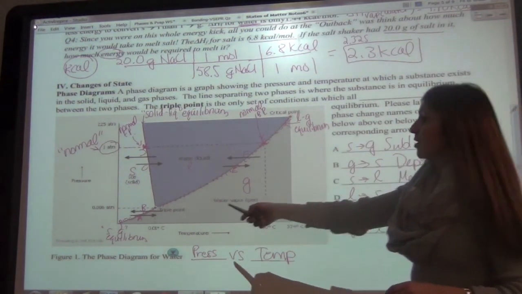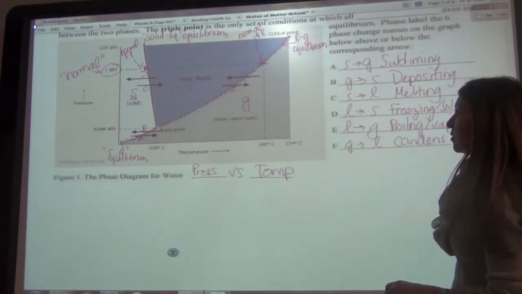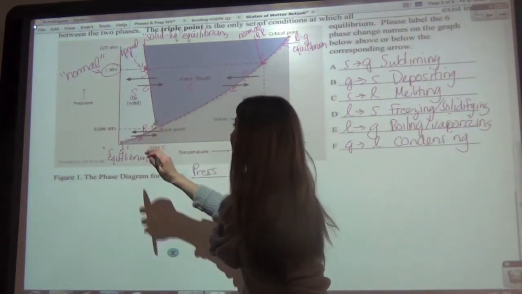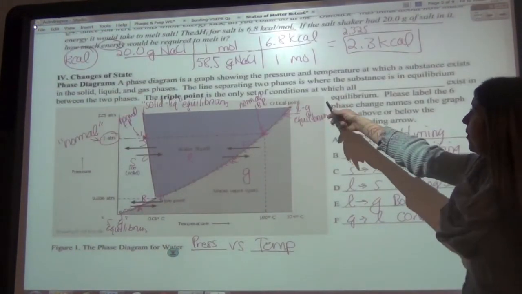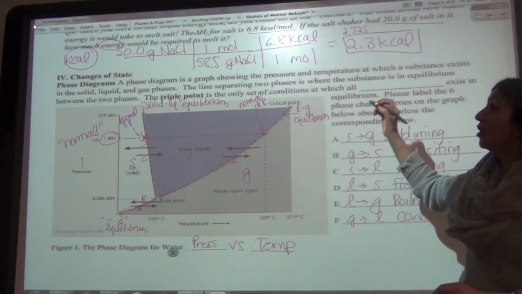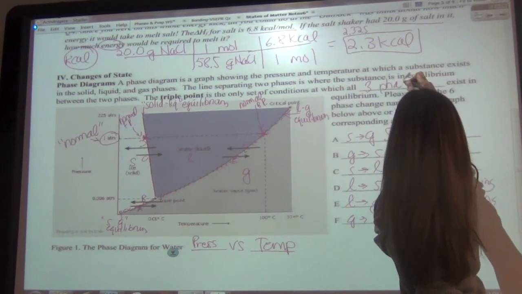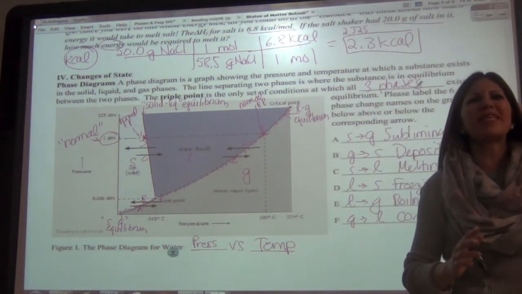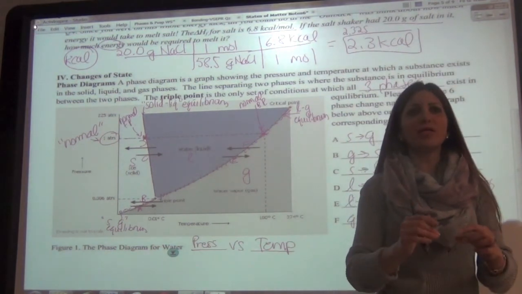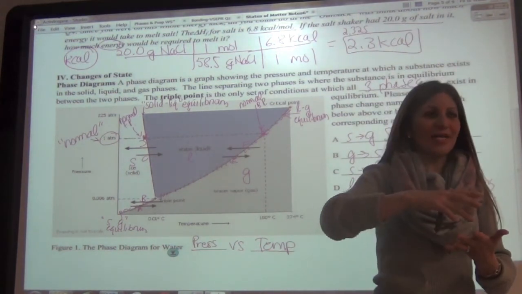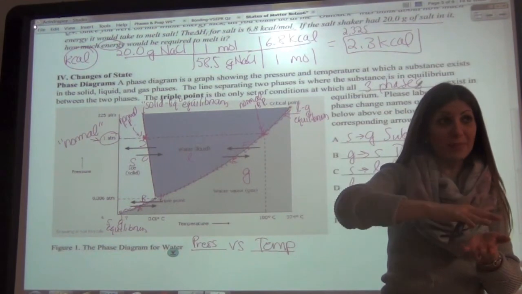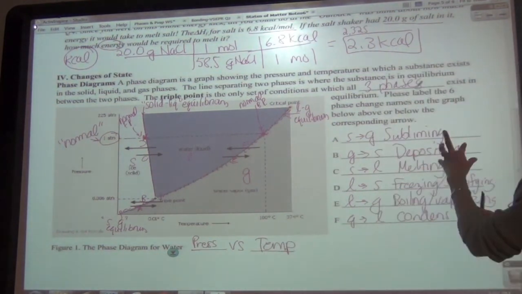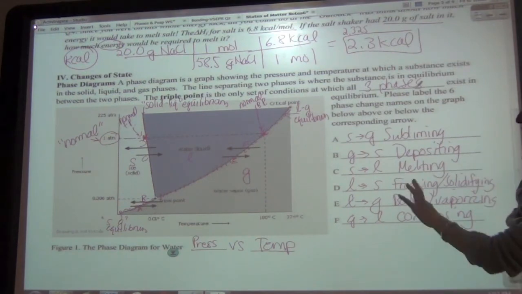The triple point, did you find the triple point? Where is the triple point? Yep, that's where all of them meet right there. And so they say that the triple point is the only set of conditions at which all 3 phases, very good, exist in equilibrium. All 3 of them. So if it's water, what would that look like? It would look like slush, and you would actually get like a steam, like a vapor above it. Okay, maybe you've seen that before. So that's where you would have all 3 phases. Okay, we already labeled it.